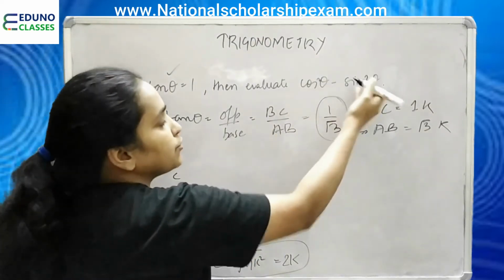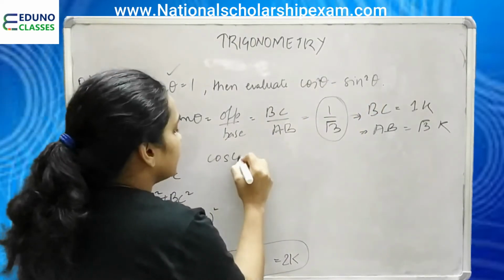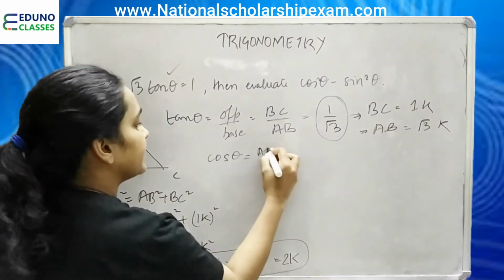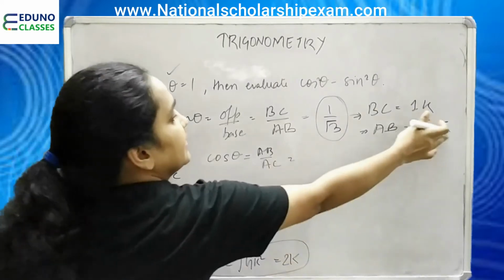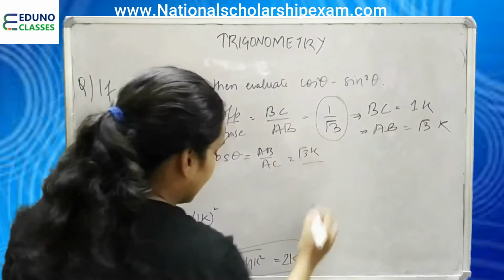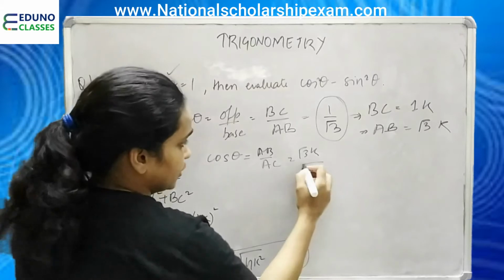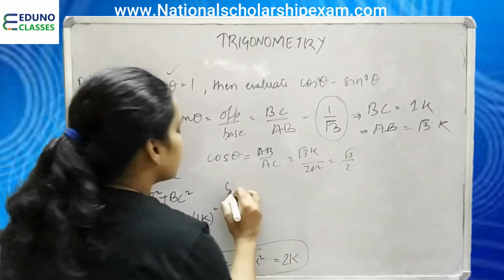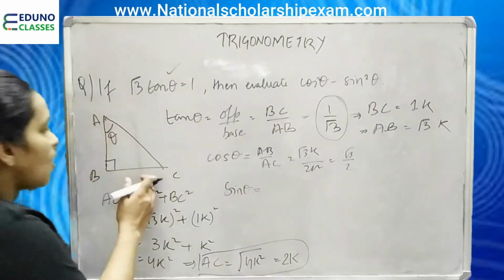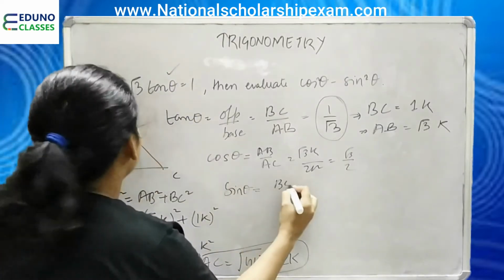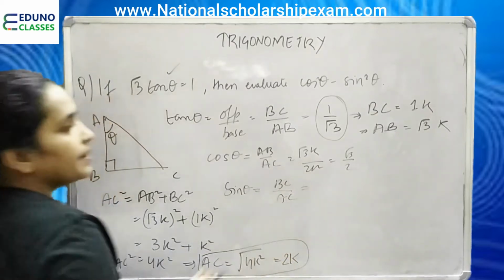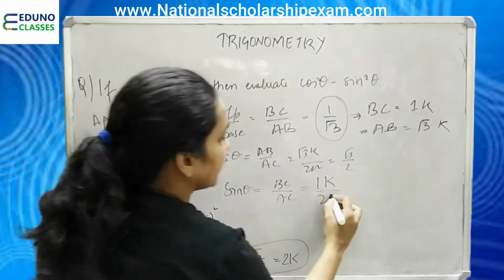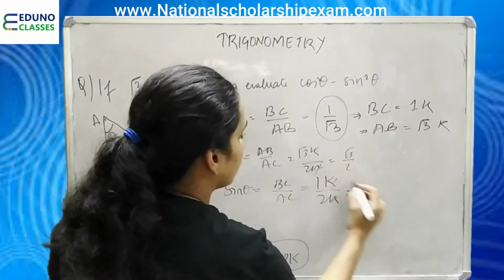We have to find cos square theta minus sin square theta. So cos theta is base upon hypotenuse. Base is AB upon AC. AB is root 3k. AC is equal to 2k. So root 3 by 2. Sin theta is opposite upon hypotenuse. So BC upon AC. BC is from there 1k. AC is 2k. K will get cancelled. Here it got cancelled, 1 by 2.